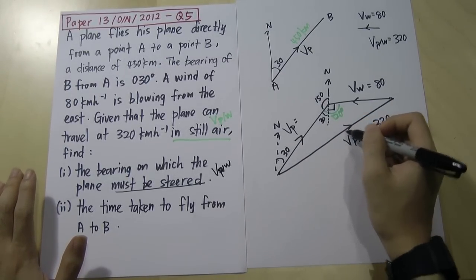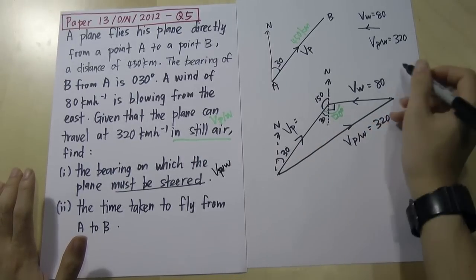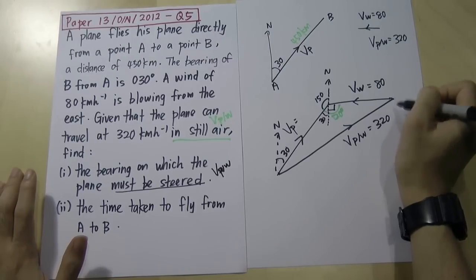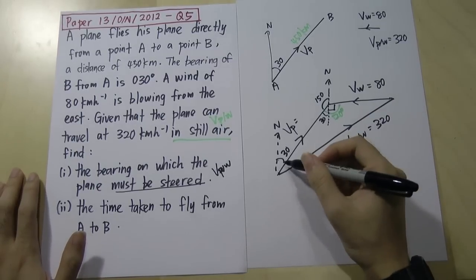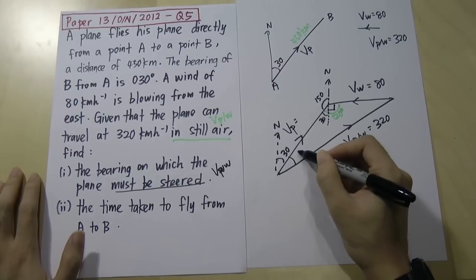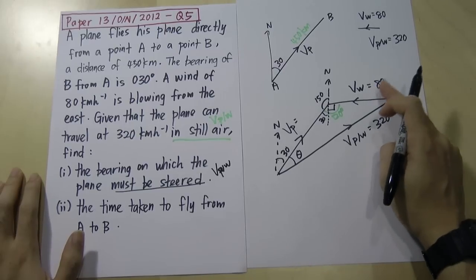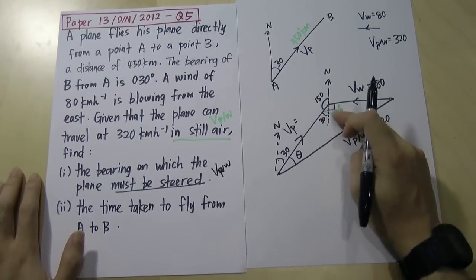Meaning if the arrow is here, the bearing should be here. If the angle faces this direction, the angle should be from here. So if I can get this angle, I can easily get the bearing. So I need to find this angle. I want to find this angle. I got the opposite speed, and then I got this angle at opposite speed.